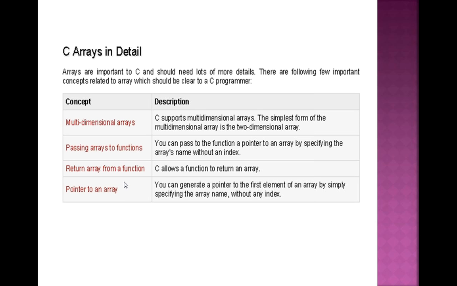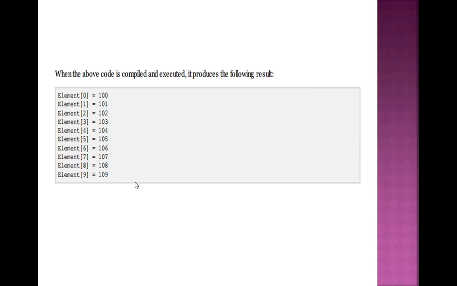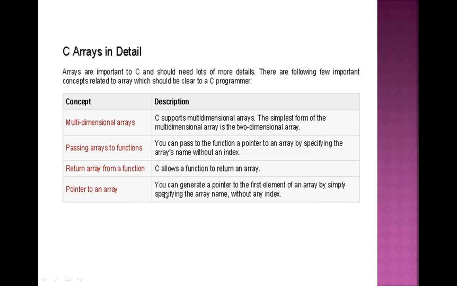Then C arrays in detail. Till now we have covered the basics of C arrays, that is how we can initialize, how we can access, and how we can assign data using array elements. Then we look at C arrays in detail. Arrays are most important in C and need lots more detail. There are a few important concepts related to arrays which should be clear to the C programmer. These are the multiple array concepts that we deal with in detail.